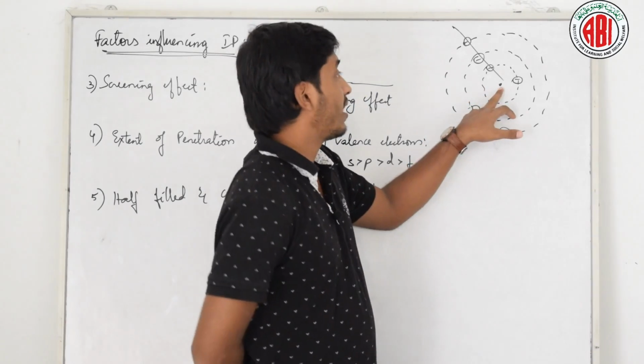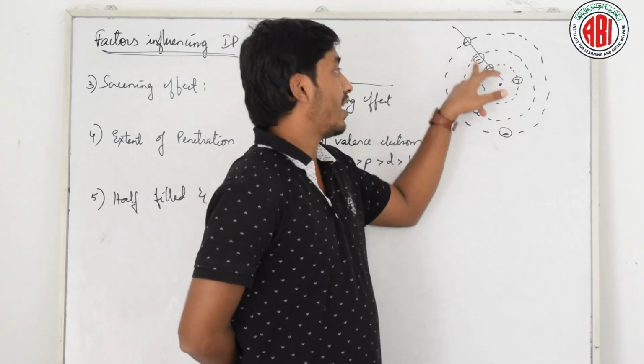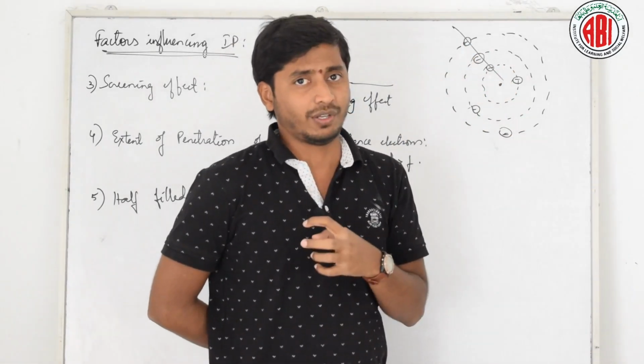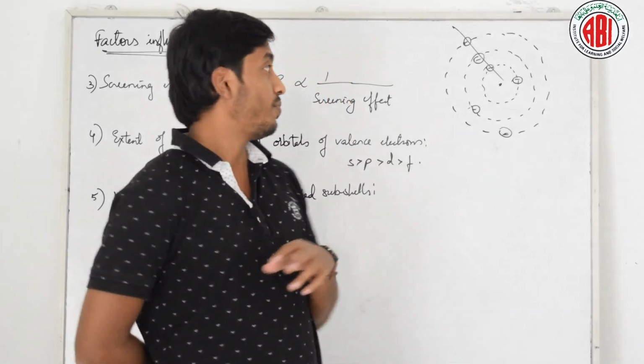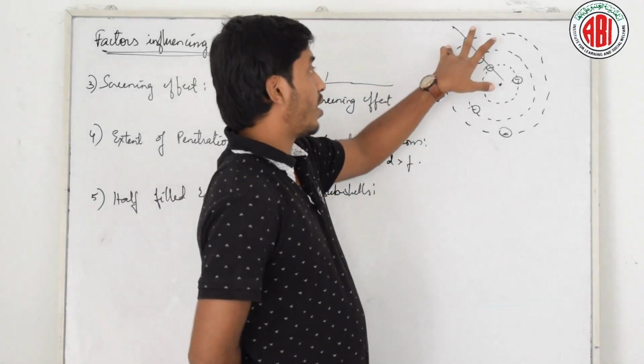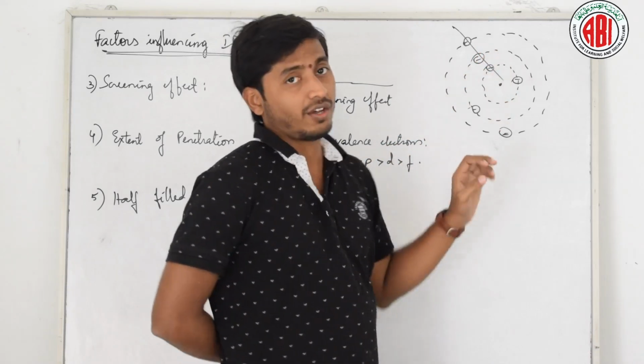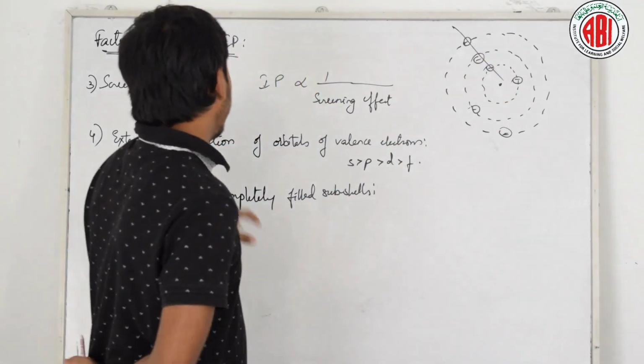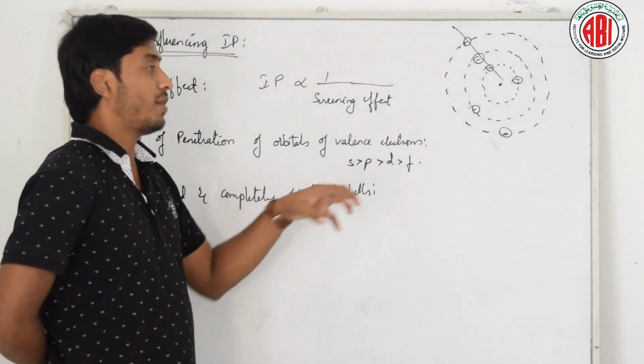Penetration is, if the nuclear charge increases, this electron has to move into an inside orbital, right? The outermost orbitals can be penetrated into inner side orbitals, right? That is, this can be varied with respect to the shape of an orbital.